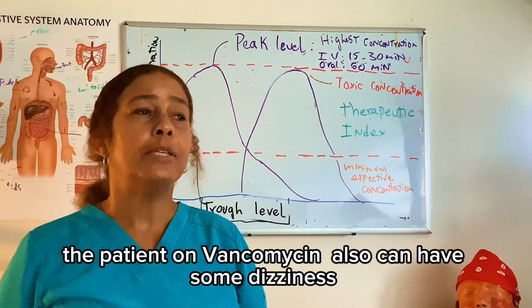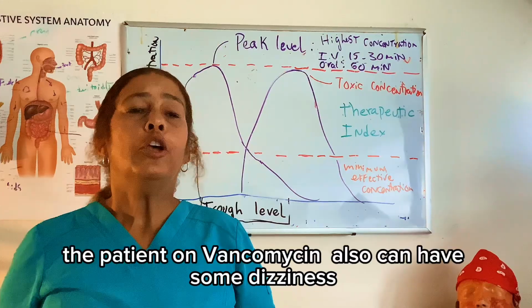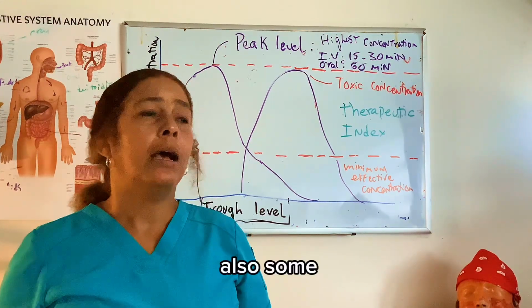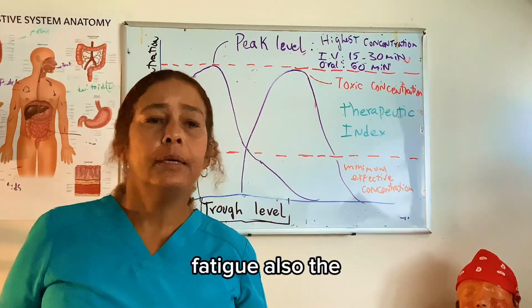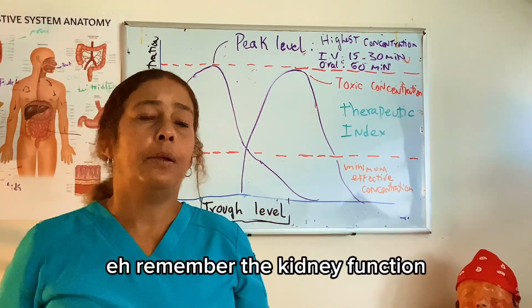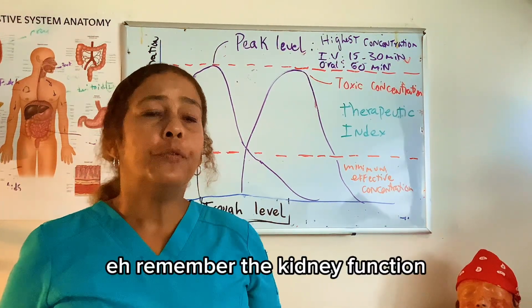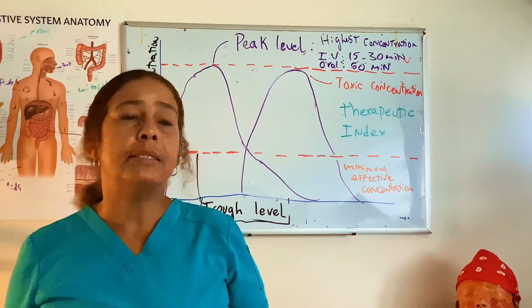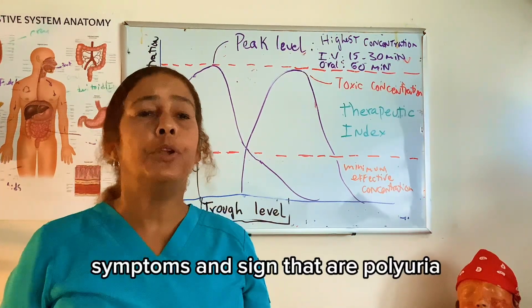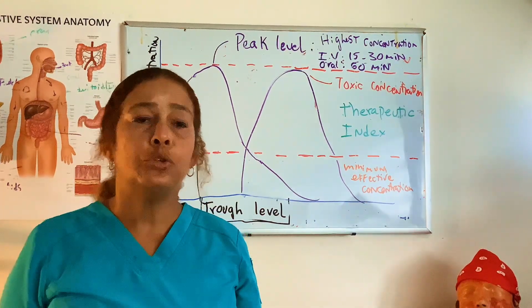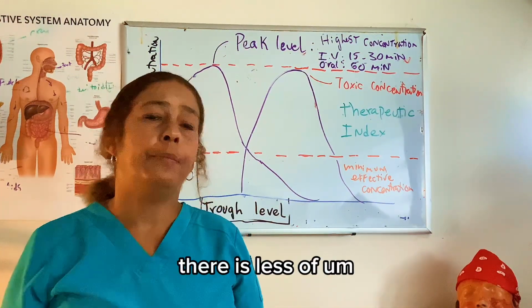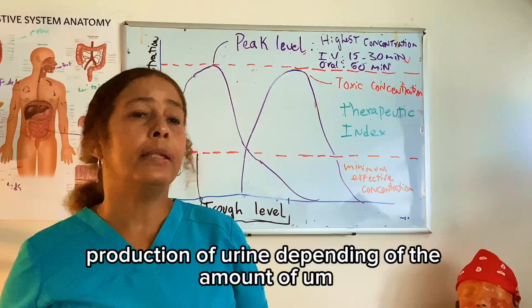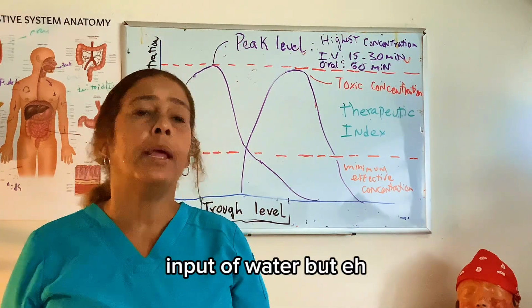With vancomycin, the patient can also have some dizziness, hypotension, and fatigue. Also, remember the kidney function, whose symptoms and signs are polyuria, producing too much urine, and oliguria, less production of urine, depending on the amount of water input.